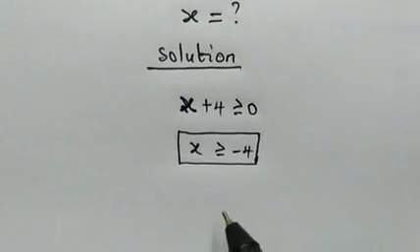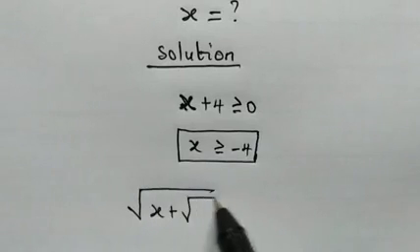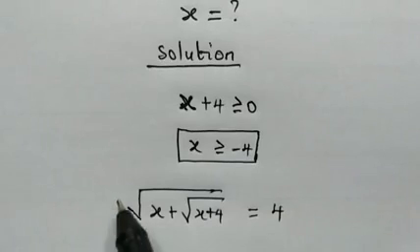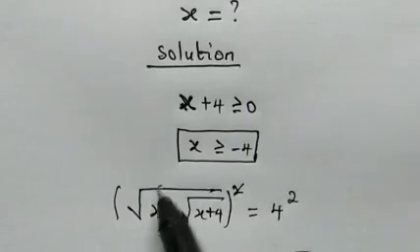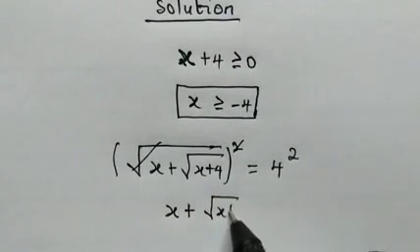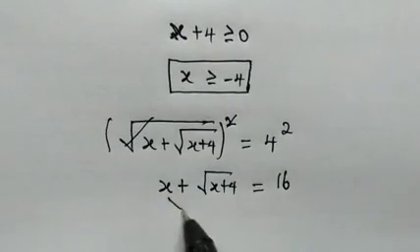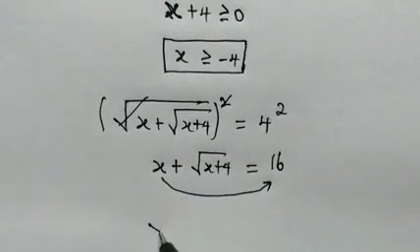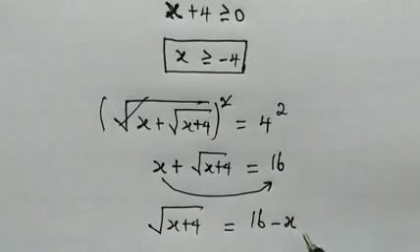Now let's go back to the original equation. We have the square root of x plus the square root of x plus 4. This is equal to 4. Now let's go ahead and square both sides. We can see square roots, and here we have x plus the square root of x plus 4. This is equal to 4 squared, which is 16. This x here, take it to the right hand side and it will become negative. So we have here square root of x plus 4 is equal to 16 minus x.